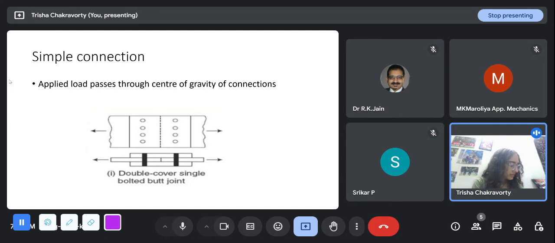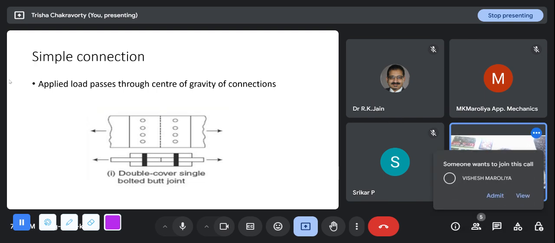Because there were also some other doubts from the previous class. Yes, one of those was, before I move on to eccentric connections.